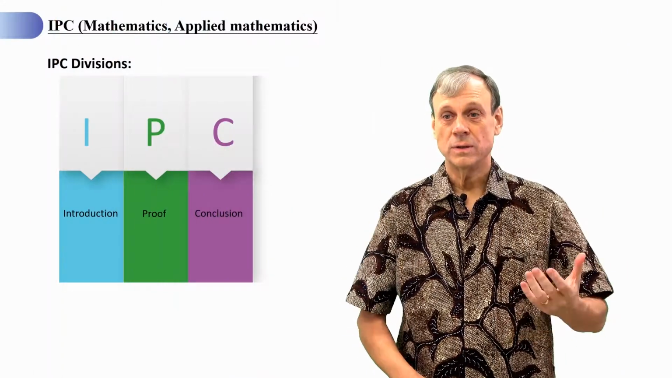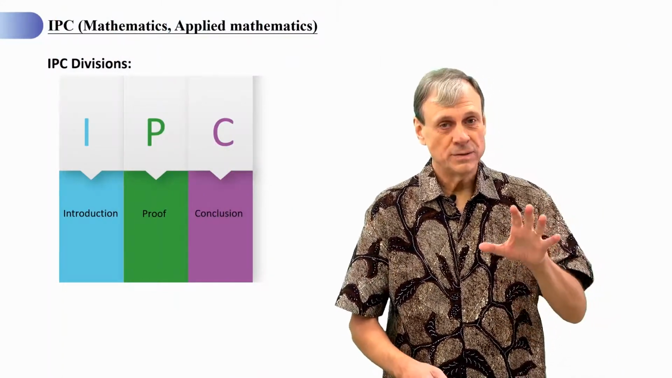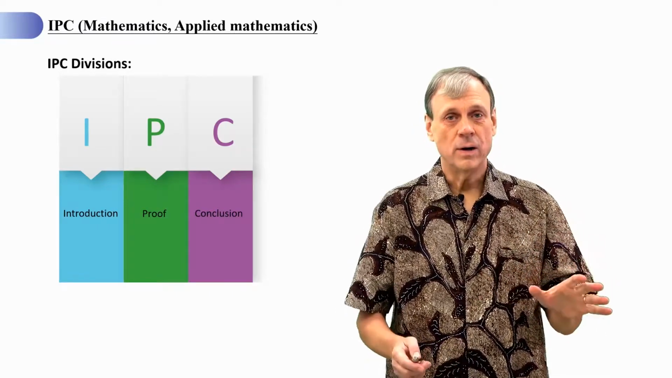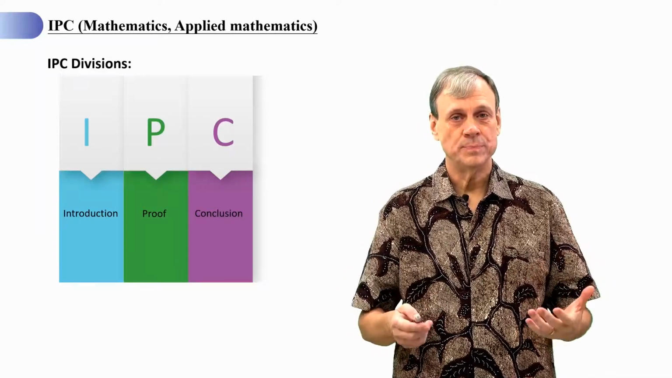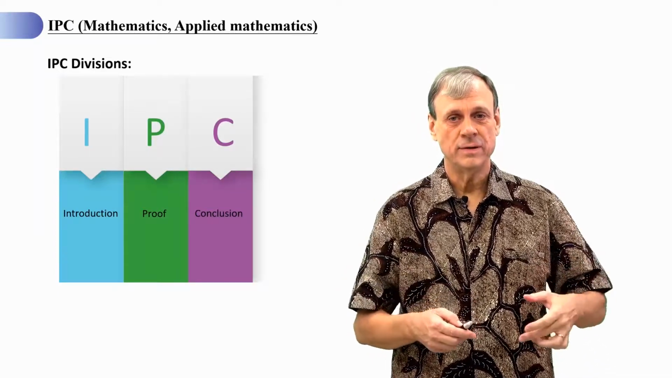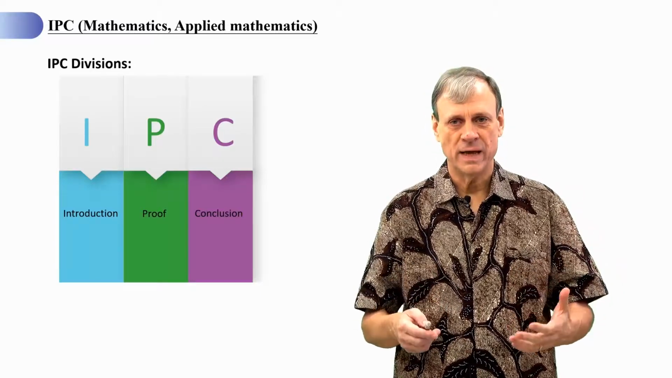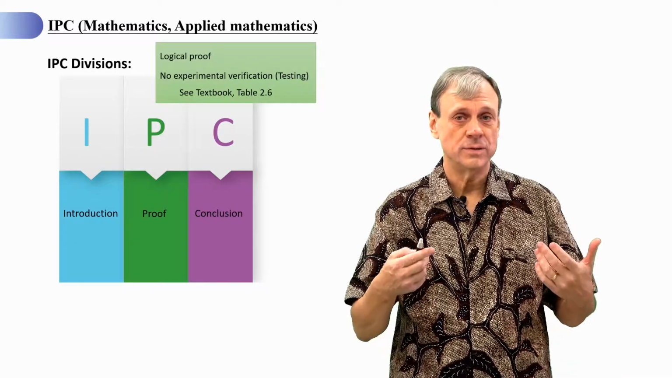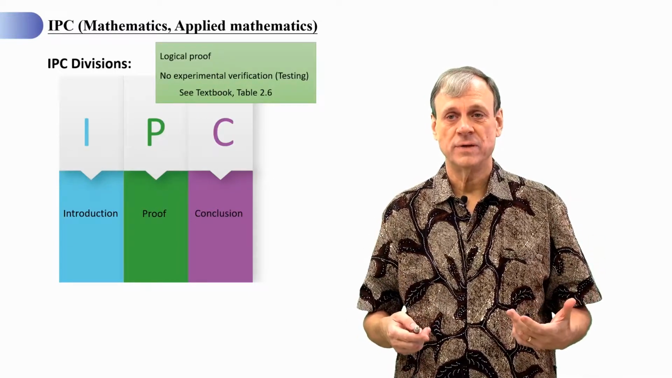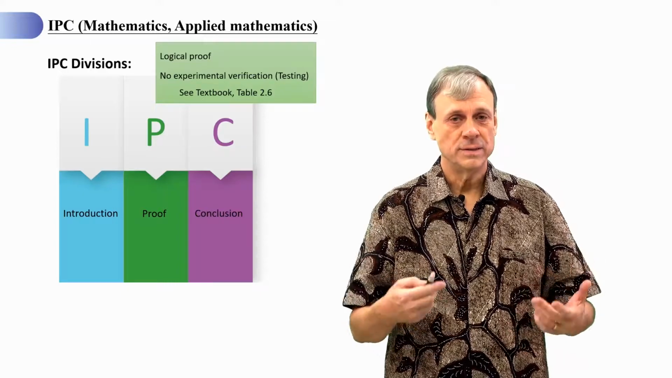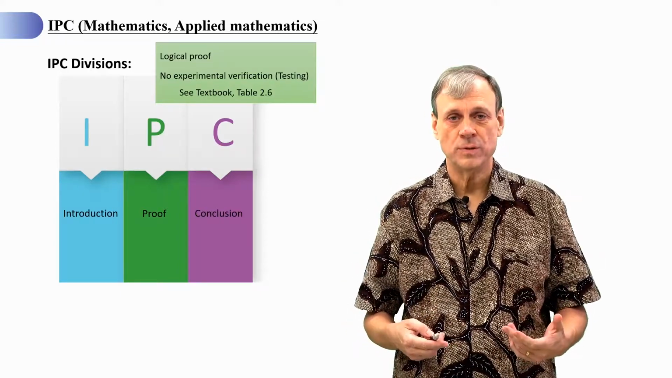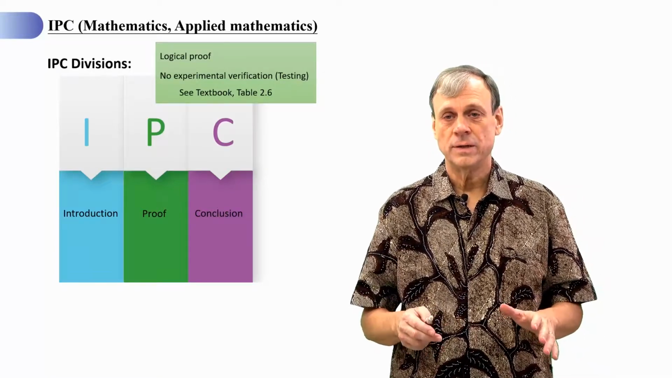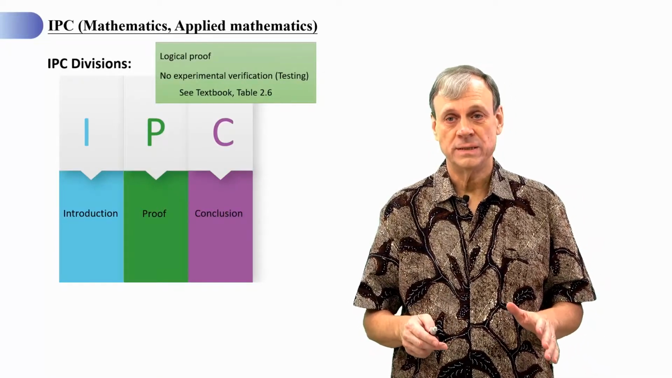Now, her article was largely mathematical, but it has 2 short sections that talk about verification or testing. Some other articles are totally mathematical, and instead of having a process, they have really a mathematical proof. Since it's a logical proof, there's no need for experimental verification or testing. There's an example of this shown in the textbook in Table 2.6. So if your article is largely mathematical, take a look at that. Your article may fit an IPTC structure.